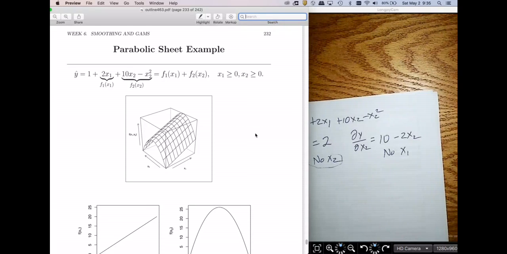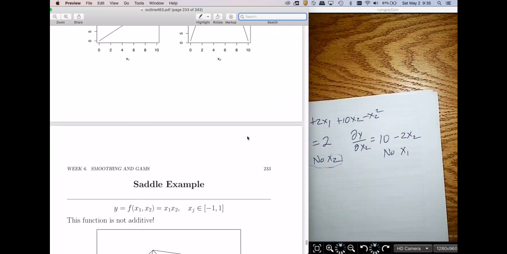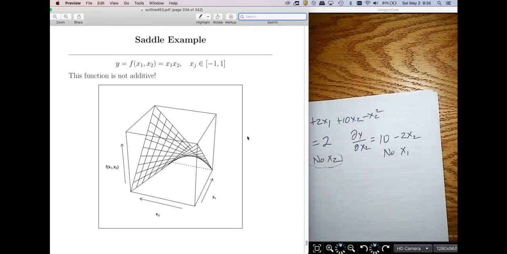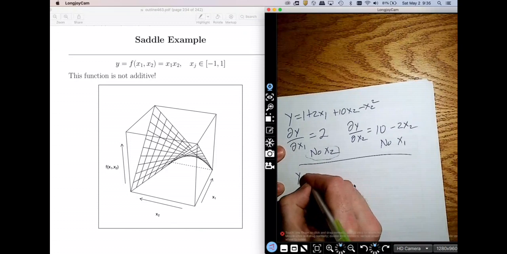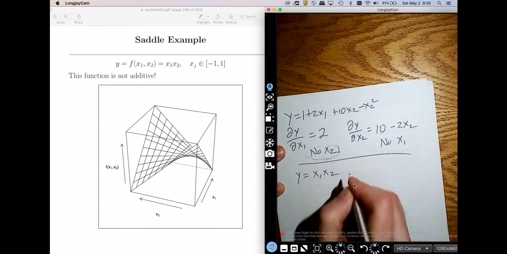Now you're probably wondering, are all functions additive? And the answer to that is no. A very famous example is the saddle function. Let's go back and continue using partial derivatives. So here's the saddle function. Y is equal to x1 times x2.